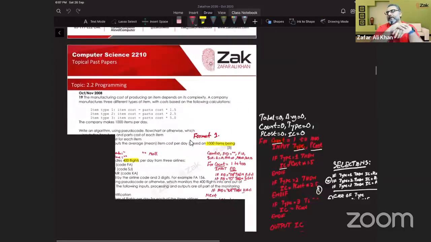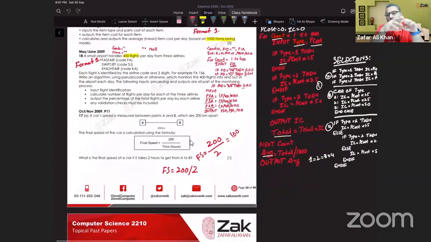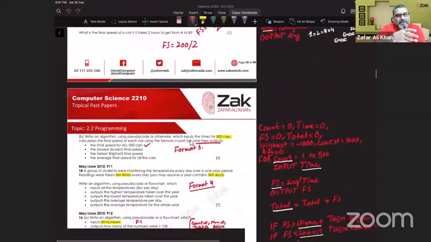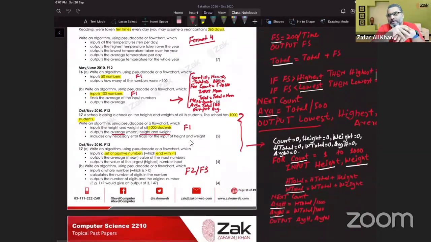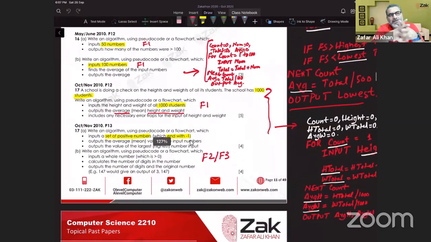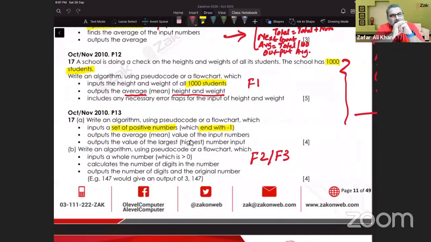Let me tell you one thing. The choice between counting based and condition based questions might be there, but if it is a condition based iteration question, then it's up to you whether you take format 2 or format 3. It's up to you which format you would like to choose. So it's not the matter that questions for format 2 are different and format 3 are different.